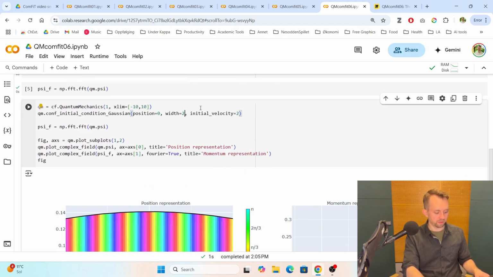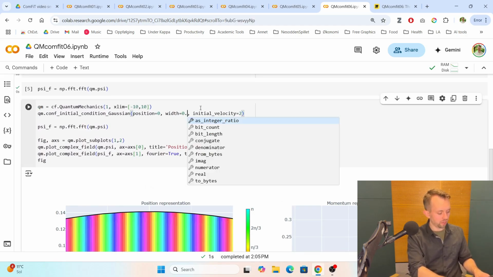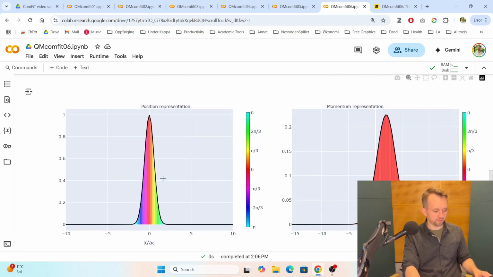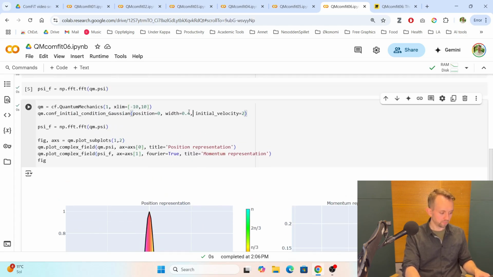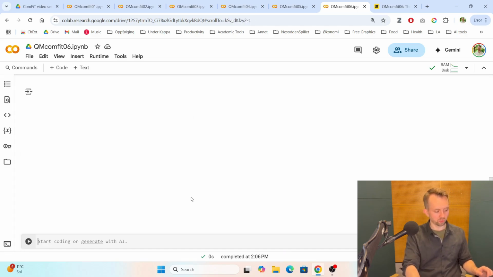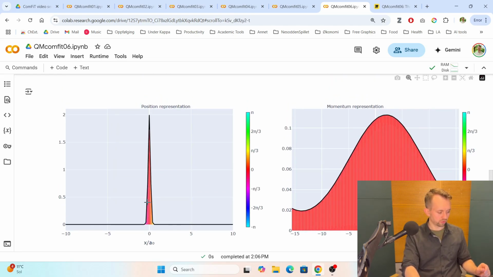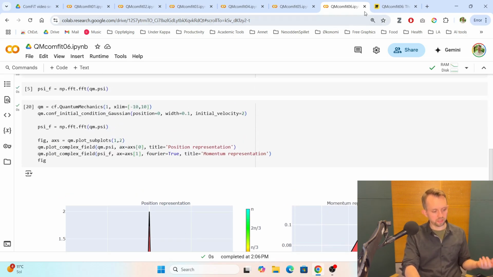The other way to think about it is that if you have a very small width, then it's very hard to say exactly which plane wave this is consisting of. For instance, if it's just 0.1, then you can see that it's almost like just red here. So it's very hard to tell exactly which plane wave this function consists of. So that's that.